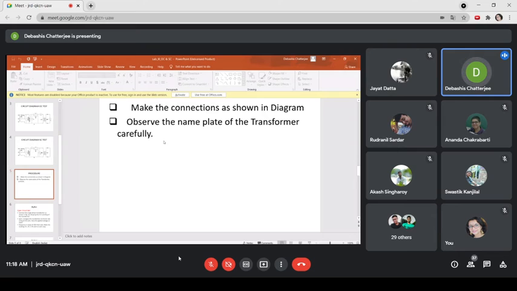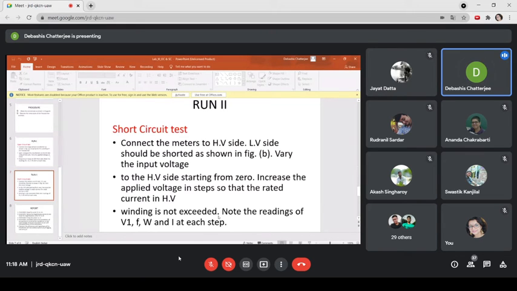Vary the input voltage to the high voltage side starting from 0. Starting from 0, increase the applied voltage in steps so that the rated current in the high voltage winding is not exceeded. Normally we go up to 10% above the rated value, to get the characteristics under overloading condition also. Now note the readings of input voltage, frequency, wattage and current at each step.